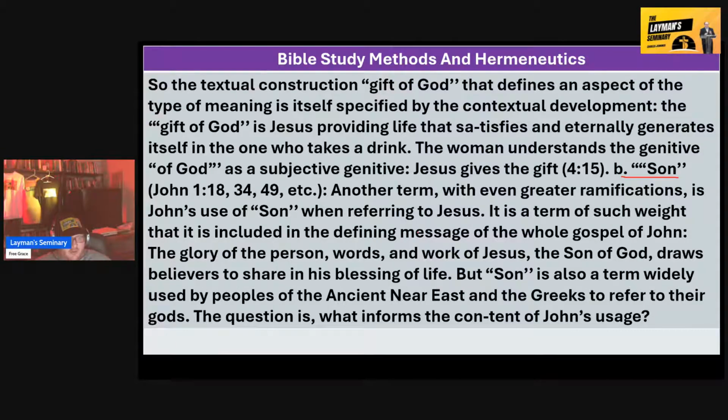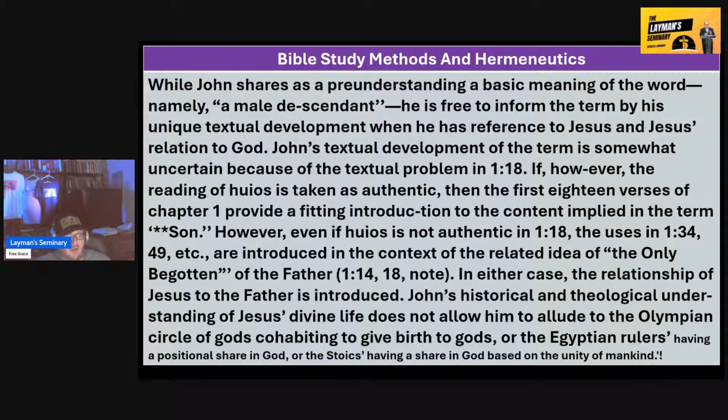The question is, what informs the content of John's usage? While John shares as a pre-understanding the basic meaning of the word, namely a male descent, he is free to inform the term by his unique textual development when he has reference to Jesus and Jesus' relation to God. John's textual development of the term is somewhat uncertain because of the textual problem in 1:18. Yeah, because some say only begotten God, others say only begotten Son.